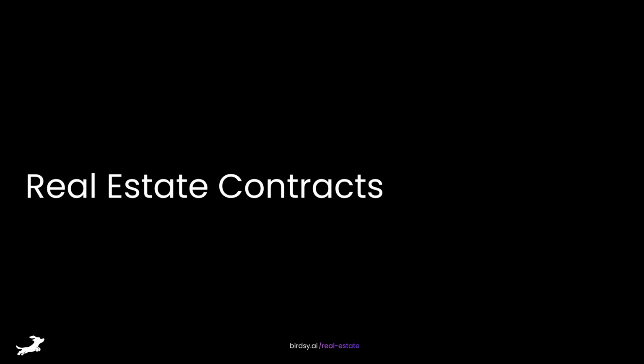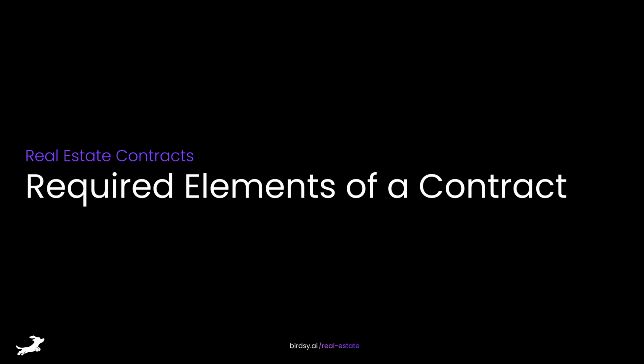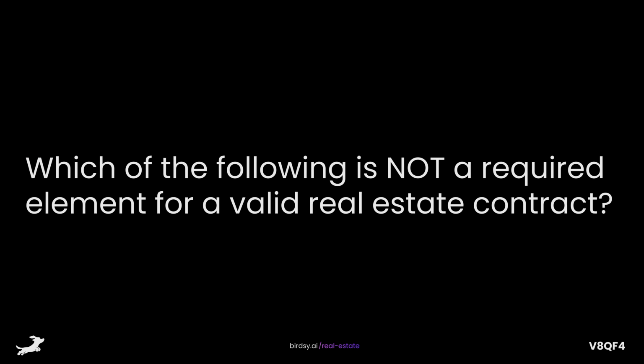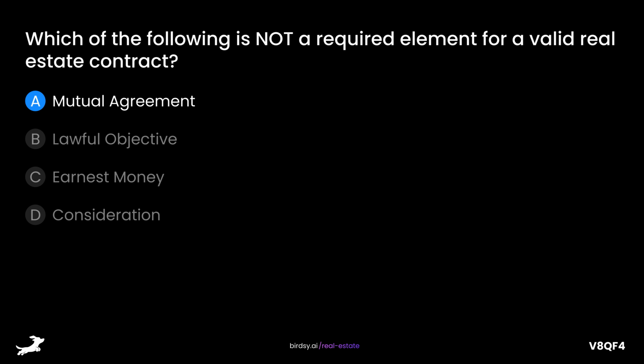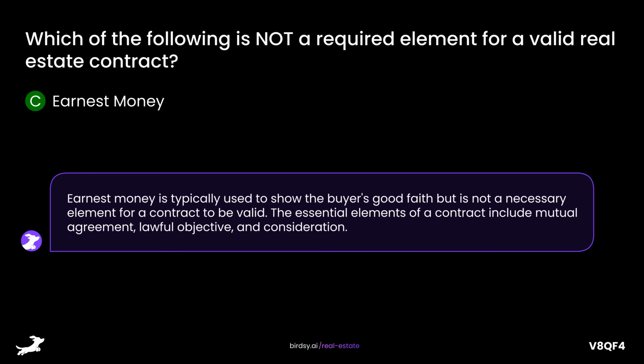Real estate contracts. Required elements of a contract. Which of the following is not a required element for a valid real estate contract? Is it A, mutual agreement, B, lawful objective, C, earnest money, or D, consideration? The answer is C, earnest money. Earnest money is typically used to show the buyer's good faith, but is not a necessary element for a contract to be valid.